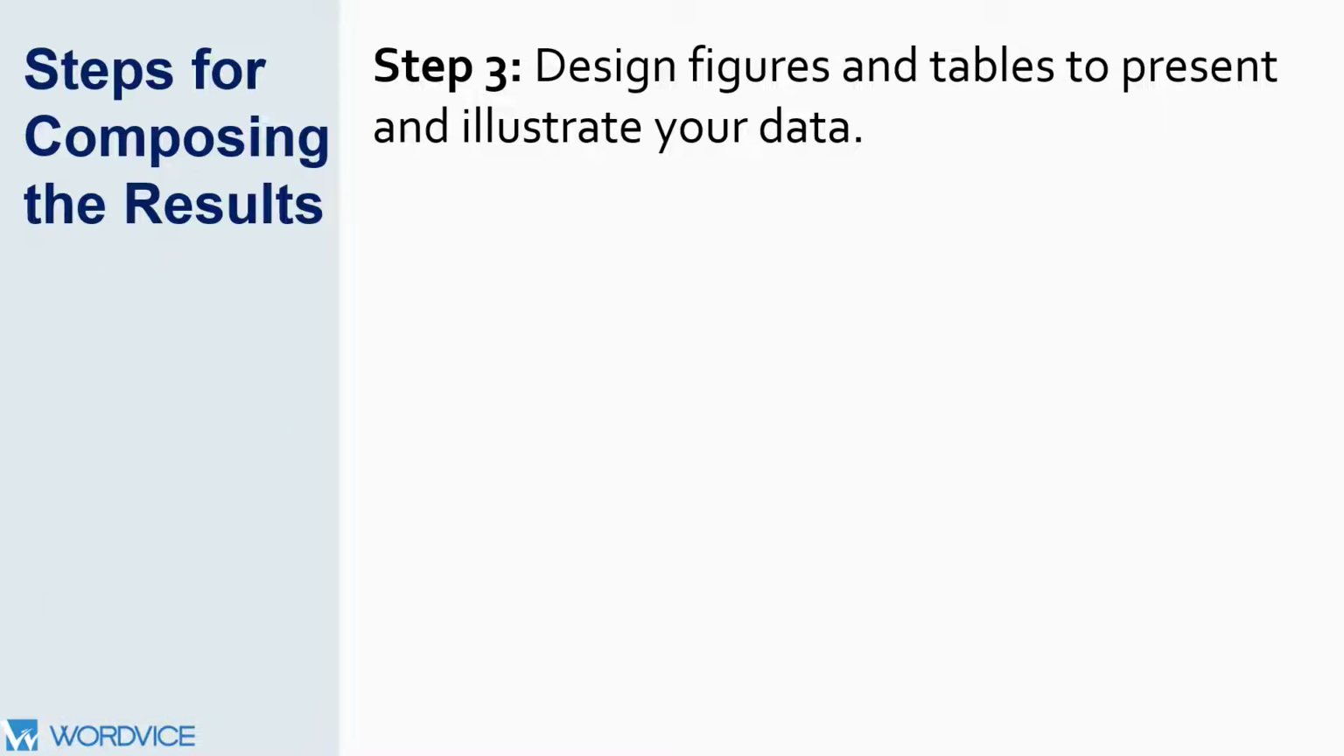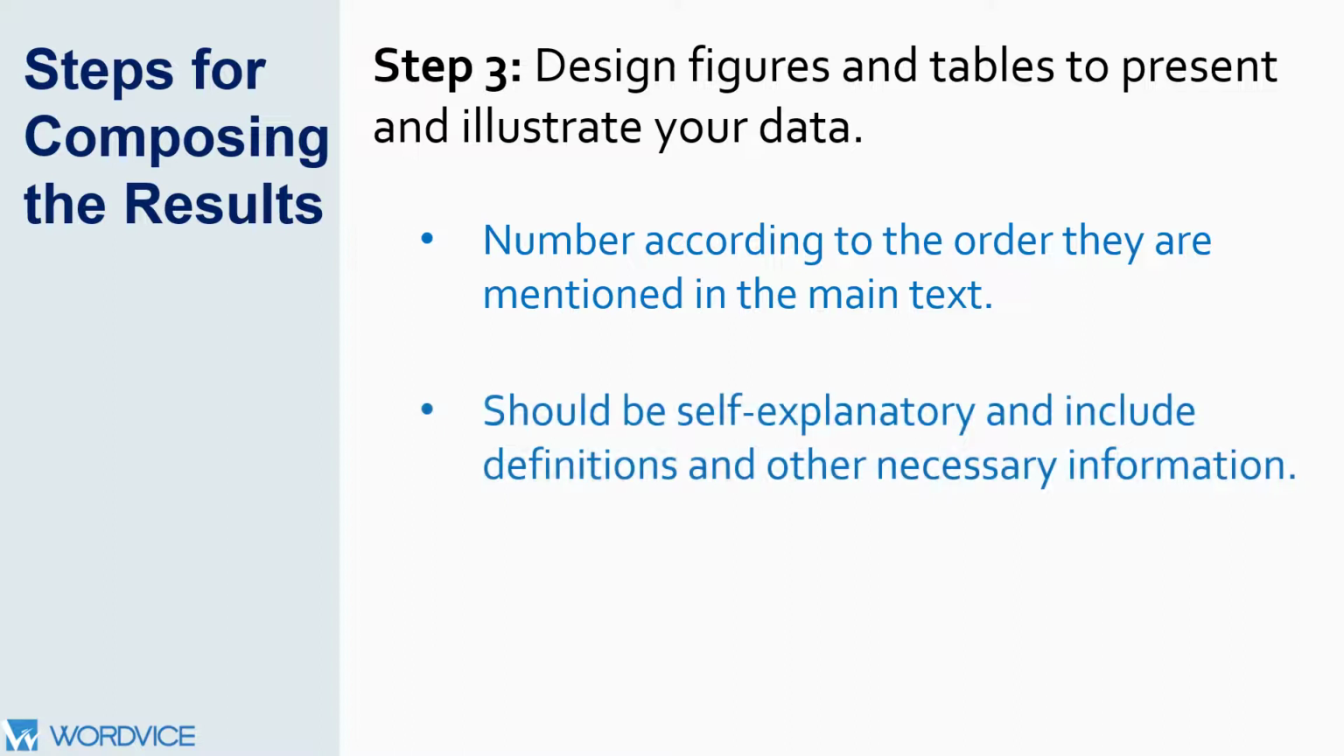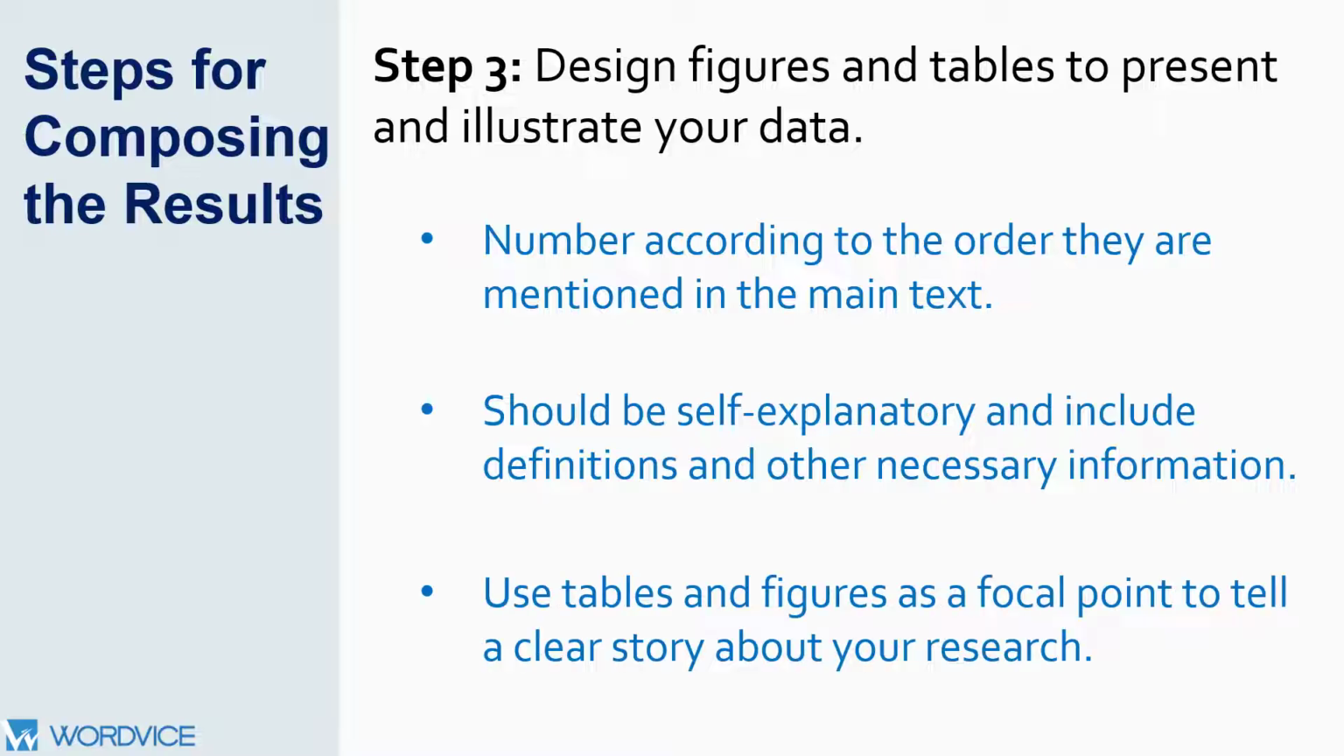Step 3. Design figures and tables to present and illustrate your data. Generally, tables and figures should be numbered according to the order in which they are mentioned in the main text of the paper. They should also be self-explanatory, and thus their design should include all definitions and other information necessary for a reader to understand the findings. If you create the tables and figures before drafting the text of the results section, you can use them as a focal point to tell a clear and informative story about your research and avoid repetition. But remember that while figures clarify and enhance the text, they cannot replace it.